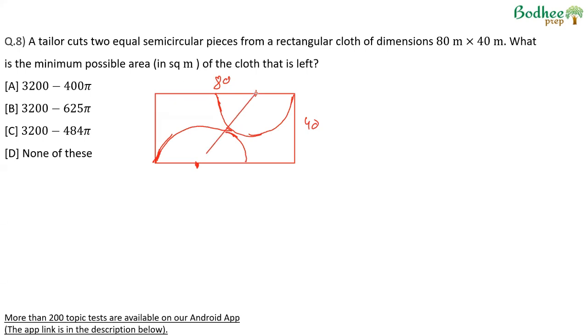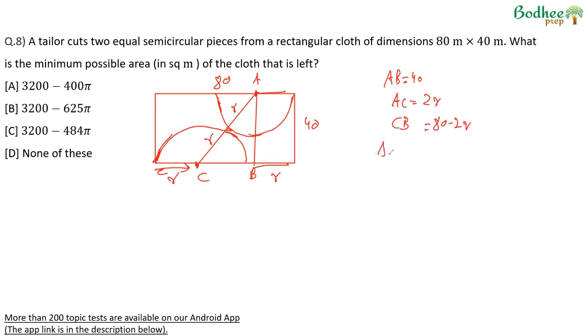I'm joining the centers of the two circles and dropping a perpendicular from the center of the first to the base. Suppose we get a triangle ABC. Clearly, AB is equal to 40 because AB will be equal to this side. AC is, if the radius of the circle is R, R plus R, that is 2R. If you look at CB, this length is R, the radius of the circle, and therefore this length is R as well. So CB will be nothing but 80 minus 2R.